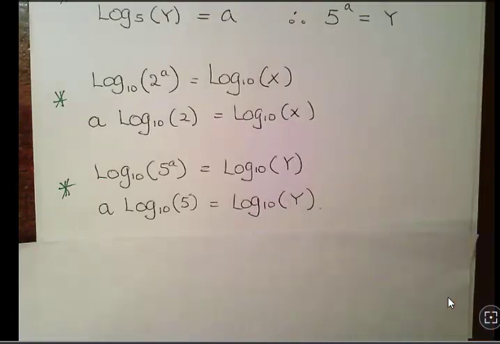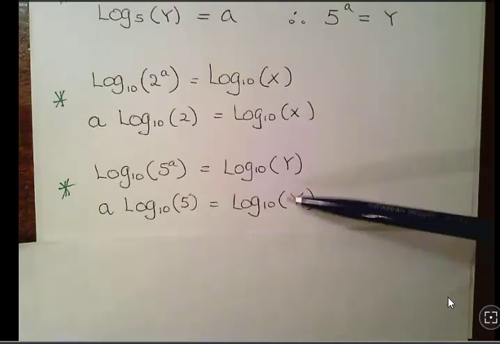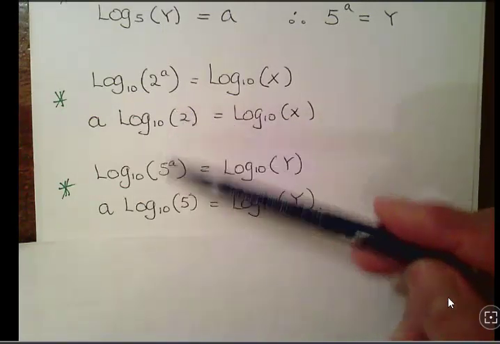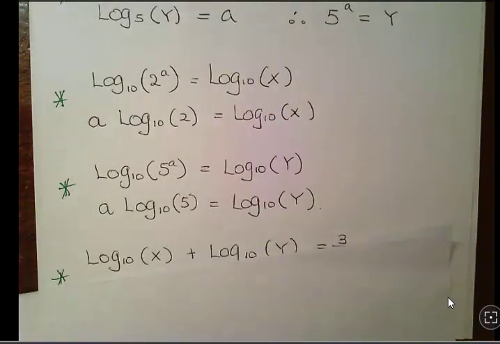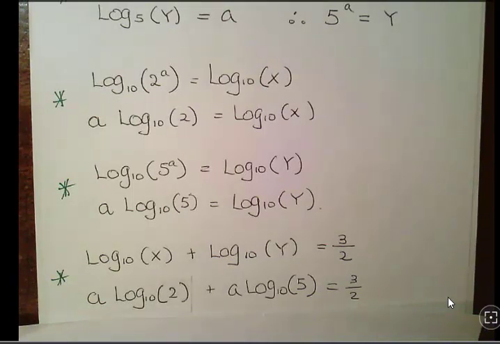Just taking the log of both sides and re-expressing it, now I have an expression for log of x to the base 10 and log of y to the base 10. This is where we pick up, and this is what we're told in the question: log of x to the base 10 plus log of y to the base 10 is equal to 3 over 2. Substituting in the values we've just derived, a times log of 2 to the base 10 plus a times log of 5 to the base 10 is equal to 3 over 2.